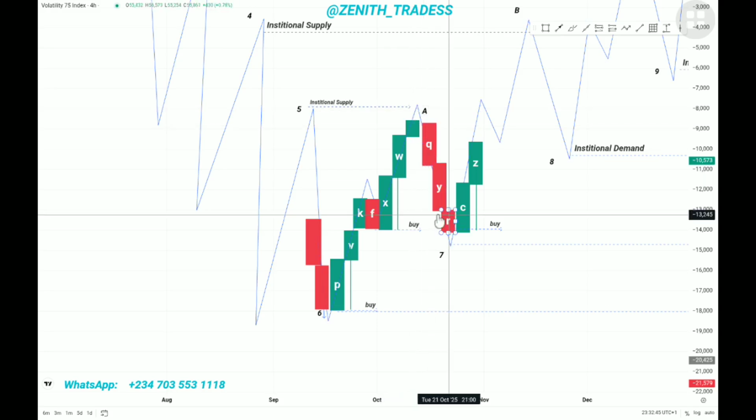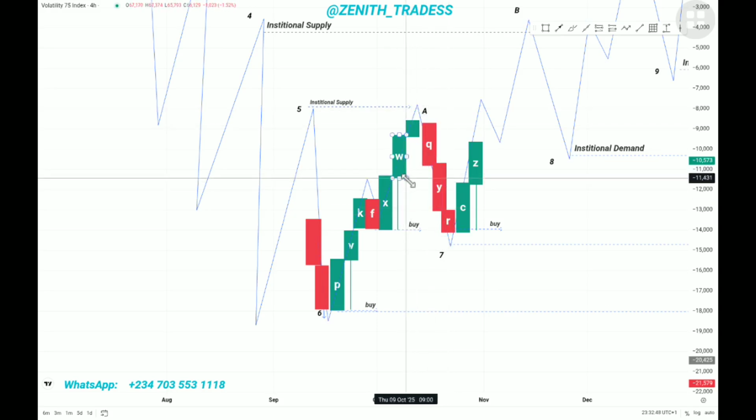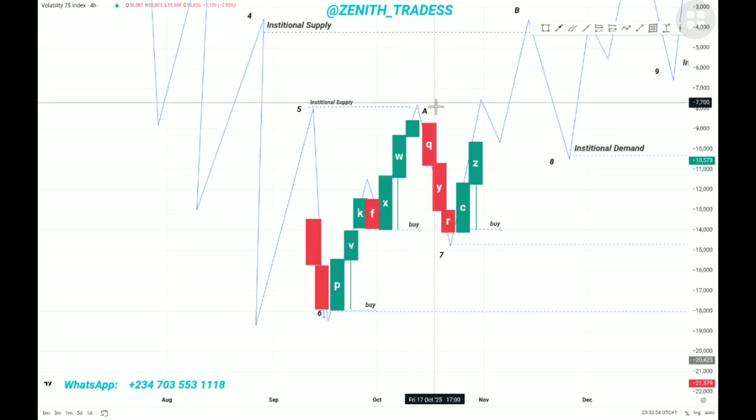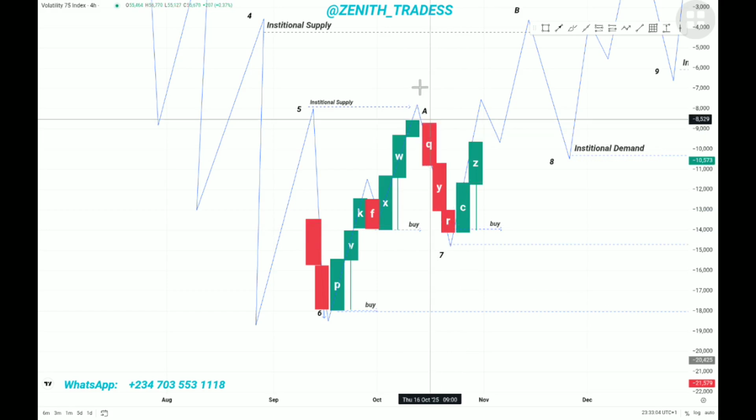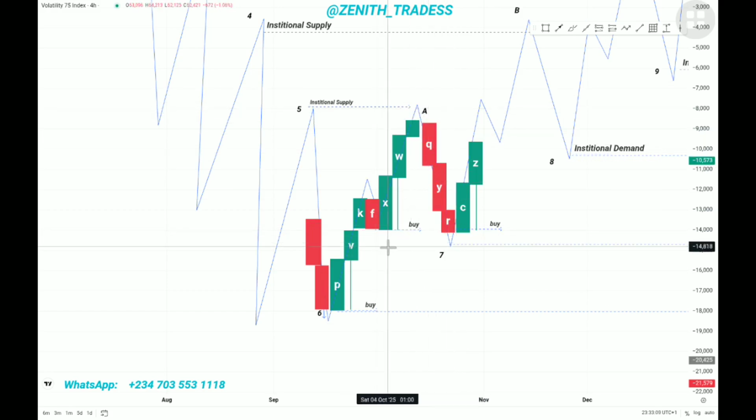Corrective move has started. That means we can no longer buy from the opening price of W, we can no longer buy from the opening price of the candle that is here, because the objective is now complete and a new objective is in place to come and sweep liquidity of the low. I've explained this before. So candle QYR is what helped price facilitate the objective to come and sweep the low.